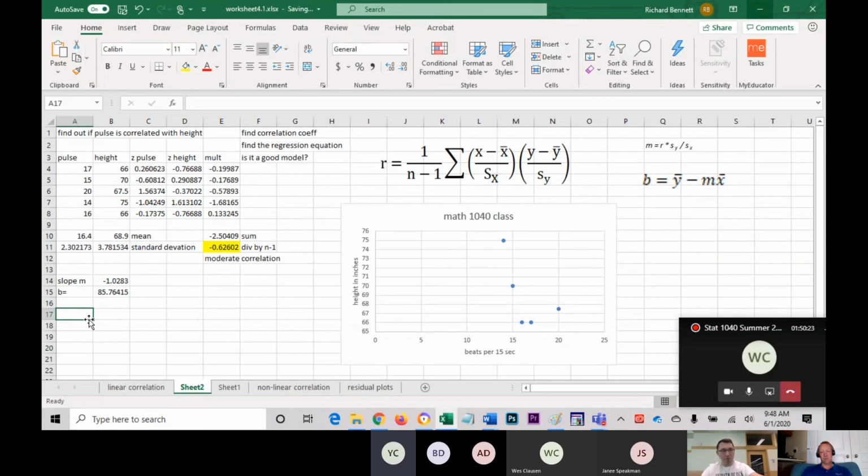The equation. Okay, so the equation is of the form y equals mx plus b. So you just have to plug in the m and the b. Negative 1.02... so y equals negative 1.0283. Is it minus 85? X. Don't forget the x.